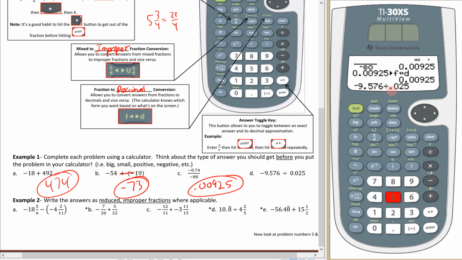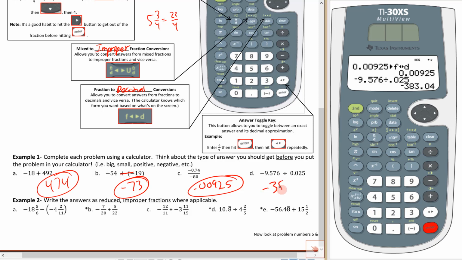Now take a guess at what the answer is going to be. First of all, it's going to be a negative divided by a positive, so it's going to be a negative. And we are dividing around 10 by a teeny tiny number. When you take a big number and divide it by a relatively small number, we end up with a gigantic number. So there's the negative like we expect, and it's negative 383.04. We're going to circle that, and we're all set. Okay, so again, before you hit enter on your calculator, have an idea of whether or not it's going to be a big number, a small number, positive, negative, different things like that, so you have an idea of whether or not you've made some input errors.